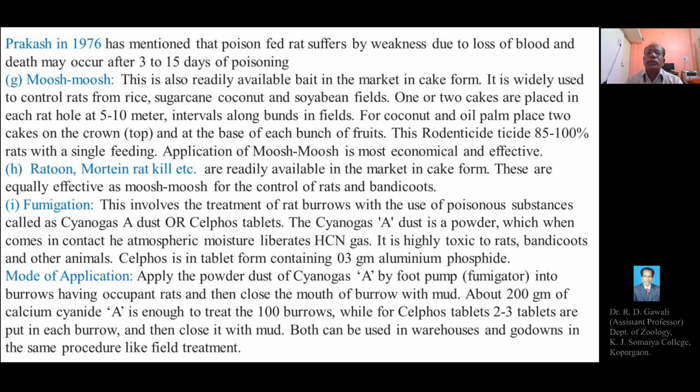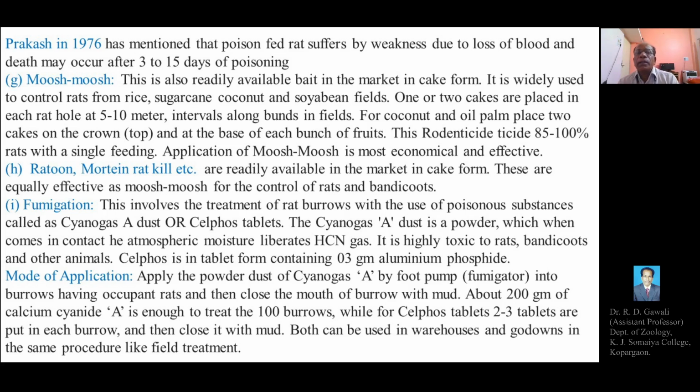Then another product used for the destruction or killing of rats and bandicoots is Mush Mush. This is similar to warfarin baits. This is also a readily available poison bait in the market in cake form. So Mush Mush is also a readily available bait in the market in cake form.